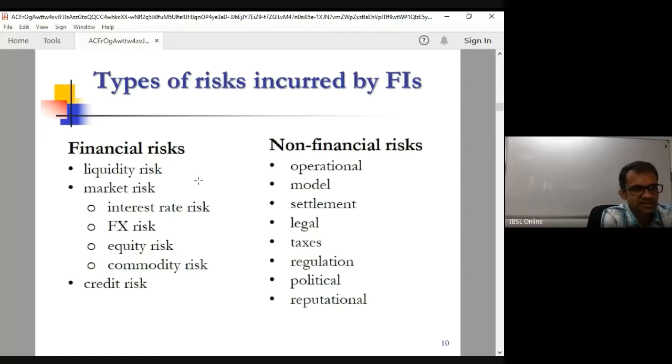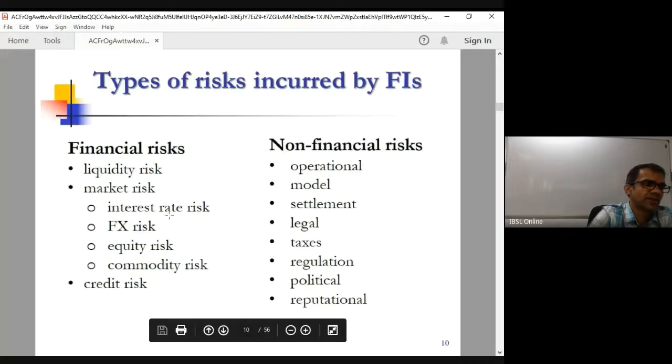Basically, market risk is the risk a financial institution may face due to changes in market variables. What are those market variables? Interest rate, foreign exchange rates, equity prices, and commodity prices. Because many financial institutions, global financial institutions, have some exposures to these variables: interest rate, foreign exchange, equity, and commodity prices.